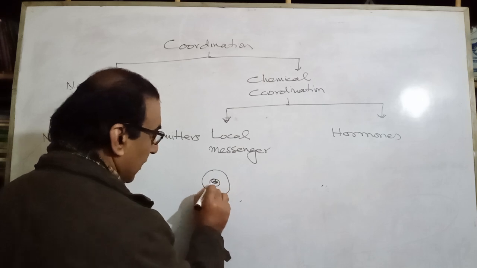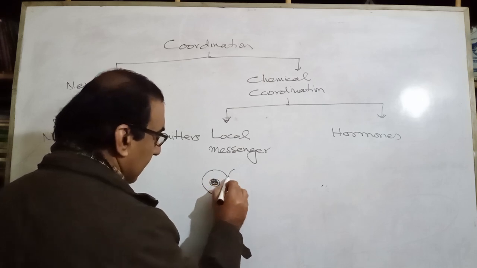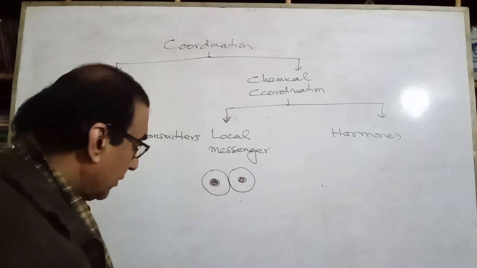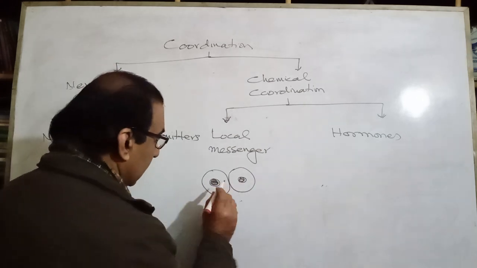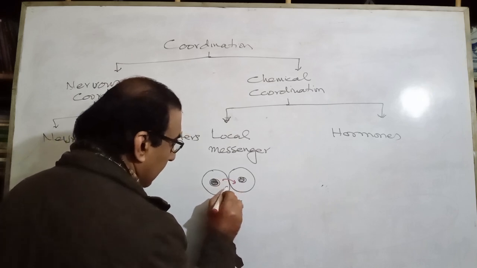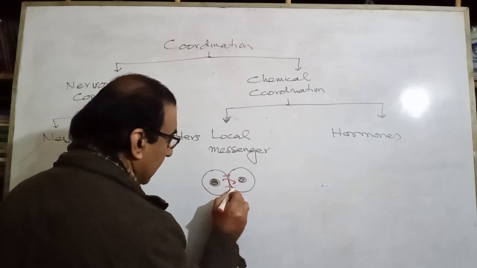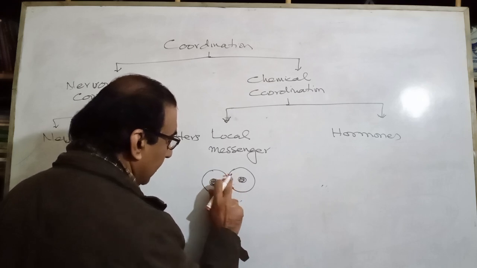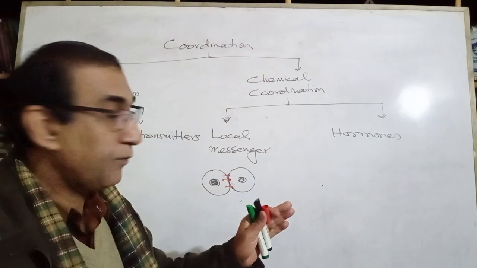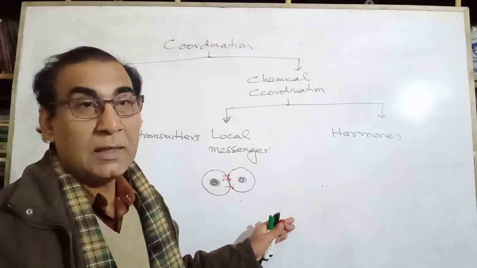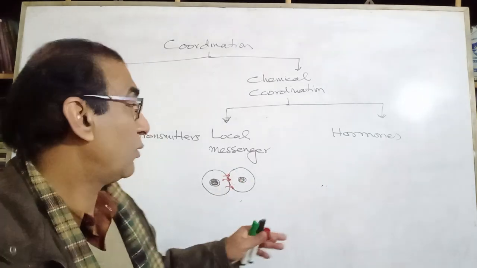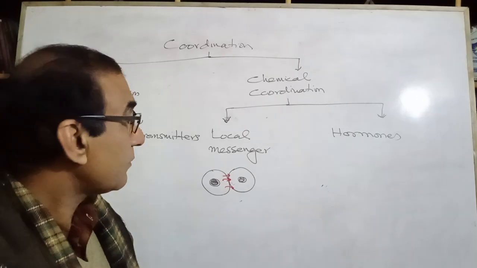The local messengers are those chemicals which are secreted from one cell. For example, this is one cell and this is another cell. The local messenger is produced from here, reaches the plasma membrane of the next cell, and stimulates a certain phenomenon in the adjacent cell. So these are known as local messengers.